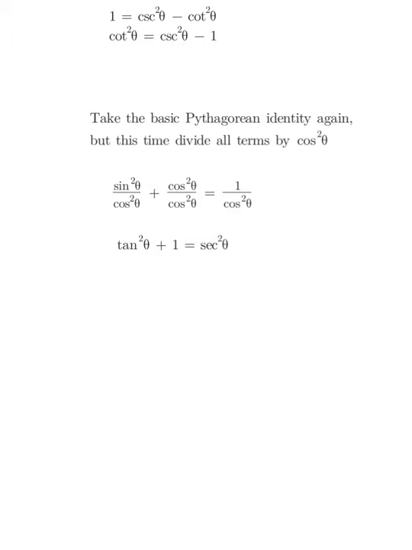Now, by doing some algebra and rearranging, we have two alternate forms of this identity. The alternate forms would be tangent squared theta equals secant squared theta minus 1, or 1 equals secant squared theta minus tangent squared theta.